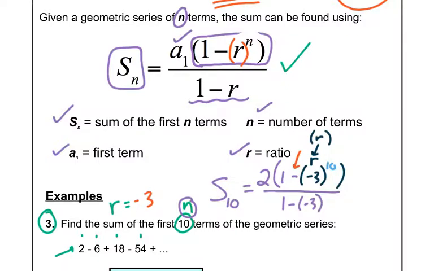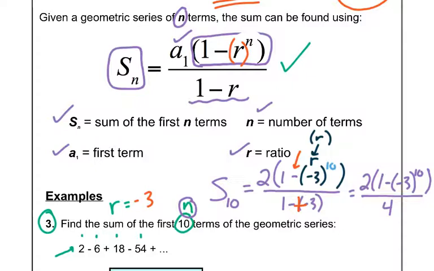All right, time to simplify a little bit here. All right, I've got 2 times 1 minus, now I can't multiply that negative in, as tempting as it is, because the negative 3 is being raised to a power, so order of operations prevents us from doing that. Divide by, well, I can do 1 minus a minus, I know that's plus, so I get 1 plus 3 is 4. Okay, now, time to put this in the calculator.